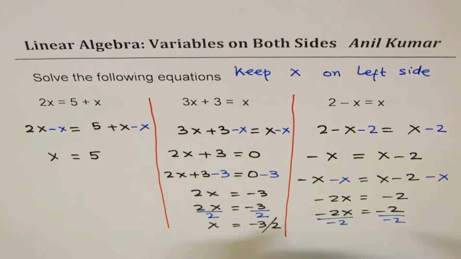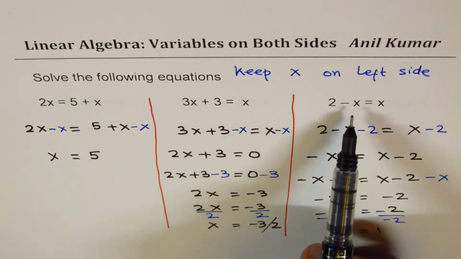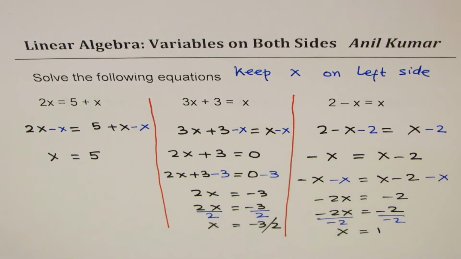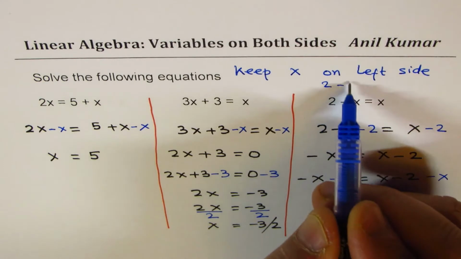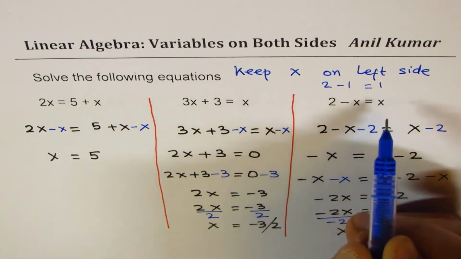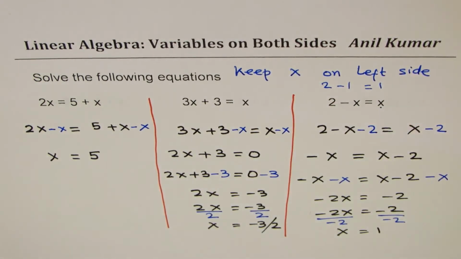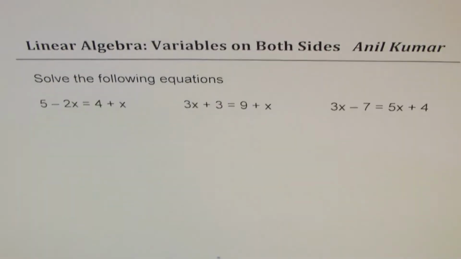So we get what? We get x as equals to 1, right? So if you substitute 1 here, you get what? You get 2 minus 1, which is equals to 1. So x is 1, correct? So you see, you can always solve this equation very easily. Now let's take up more examples.